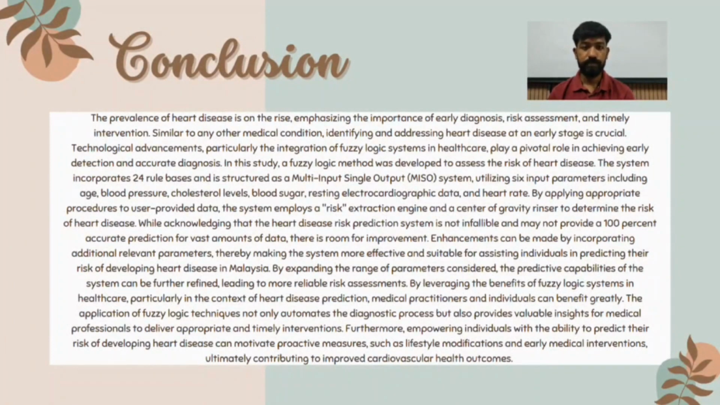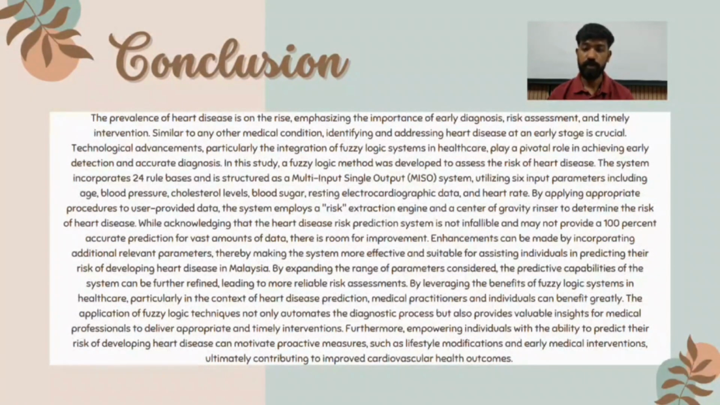The system incorporates 24 rule bases and is structured as a multi-input and single-output MISO system utilizing 6 input parameters including age, blood pressure, cholesterol level, blood sugar, resting ECG data, and heart rate. By applying appropriate procedures to user data provided, the system employs a risk inference engine and center of gravity process to determine the risk of heart disease, while acknowledging that a heart disease risk prediction system is not infallible and may not provide a 100% accurate prediction for a vast amount of data.